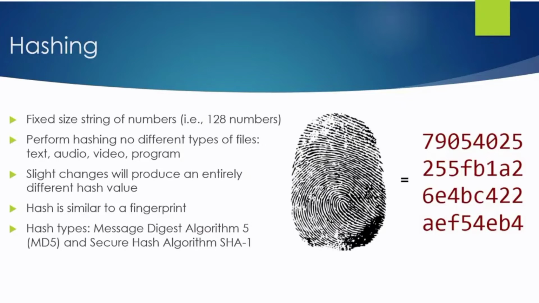A hash is similar to a fingerprint. Fingerprints are unique shapes on people's fingers that uniquely identify them. Hashes work in a similar manner. Hashes uniquely identify files. For example, let's say you had a text file with the word password in it. If you ran it through a hashing function, for example, MD5, also known as Message Digest Algorithm 5, it would produce a specific hash value.